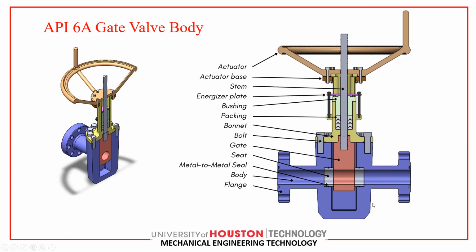The blue color is the valve body, and these are the flanges. And the left-hand side picture is a half-section view of the gate valve. It shows exactly all components of the gate valve API 6A. And this is the other view of the gate valve. This is the other view of the gate valve API 6A.